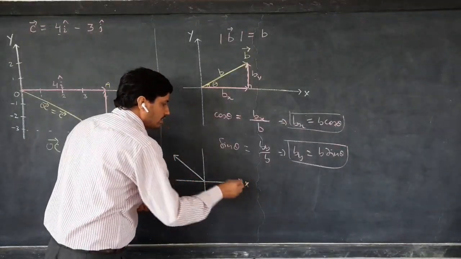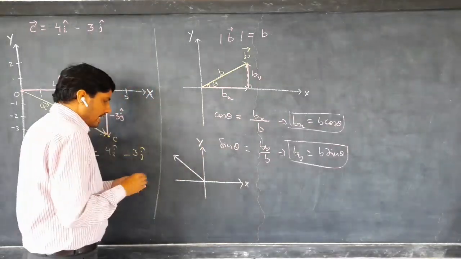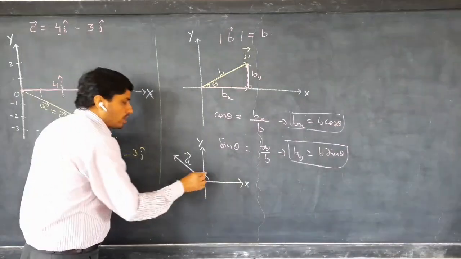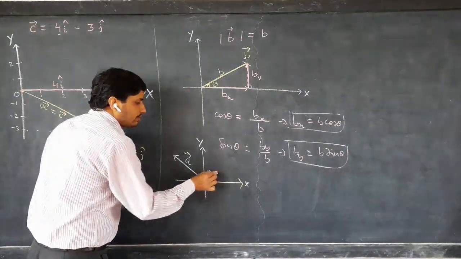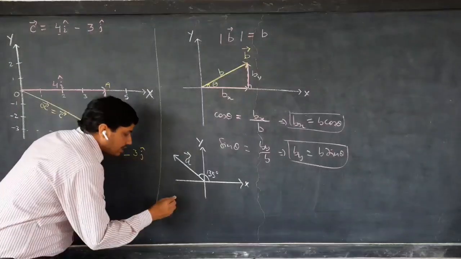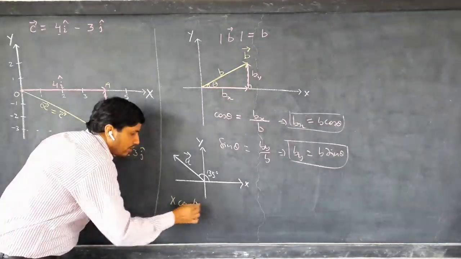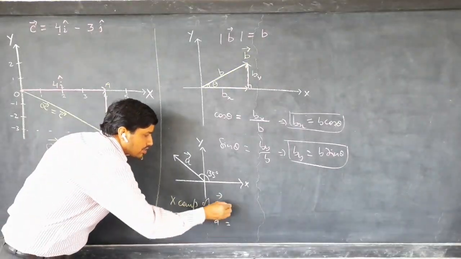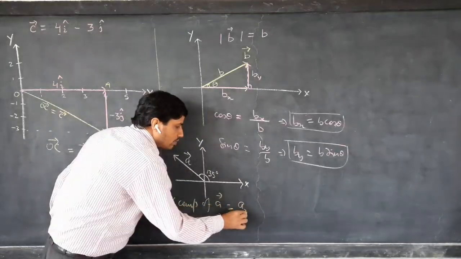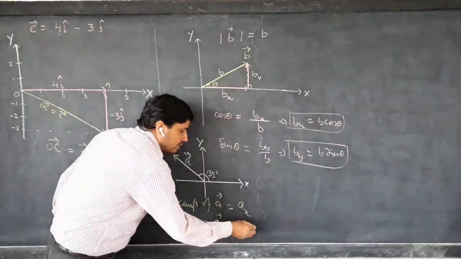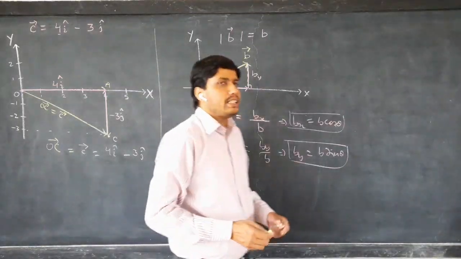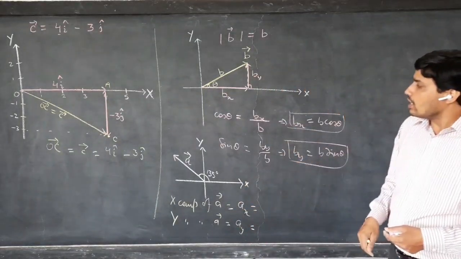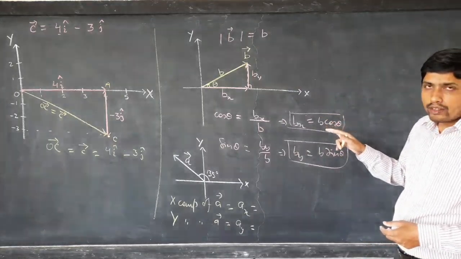This is our x-axis, this is our y-axis, and let this vector be A. And suppose this angle is 135 degrees. Then if the x component and y component of a vector are asked, the x component we write as ax and the y component as ay. The x component ax will be given using this formula.